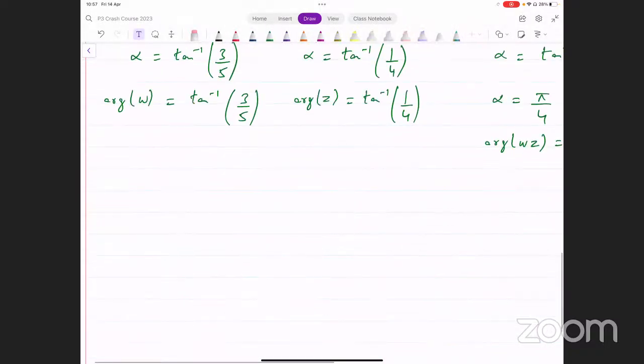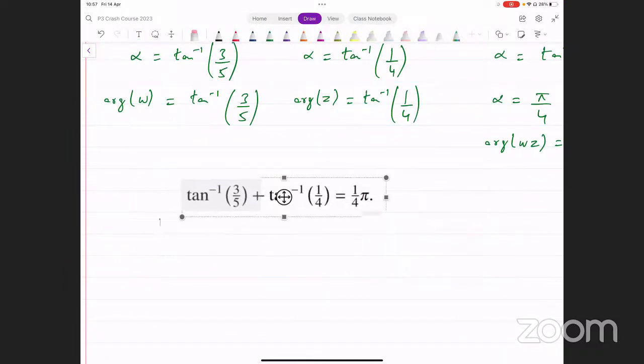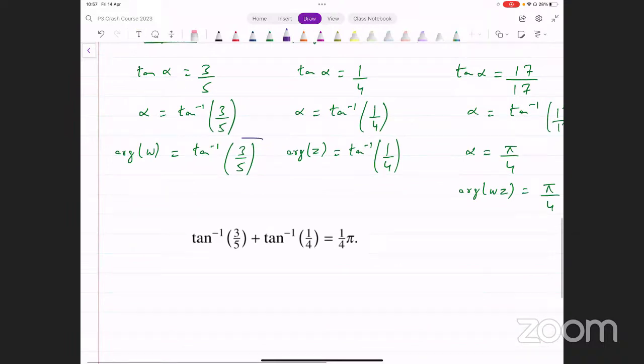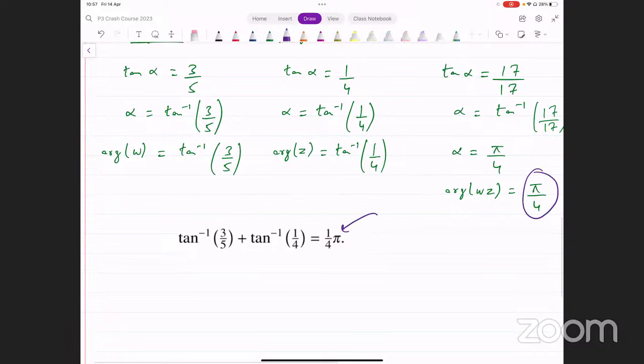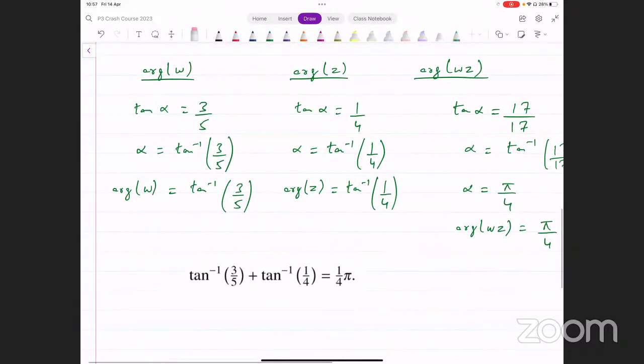Now the question asks us to prove that tan inverse of 3 over 5 plus tan inverse of 1 over 4 is equal to pi over 4. If you notice, these are exactly the three numbers that we have here. Tan inverse of 3 over 5, you've got that here. Tan inverse of 1 over 4, you have that here. And you have pi over 4 on the other side. So you have to connect these three things somehow. You have a complex number W, a complex number Z, and a complex number WZ. You have their arguments. How do you connect their arguments?